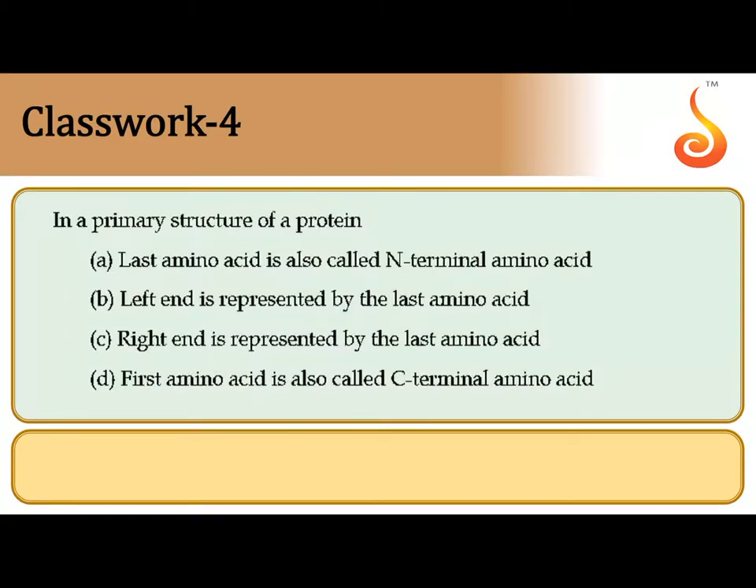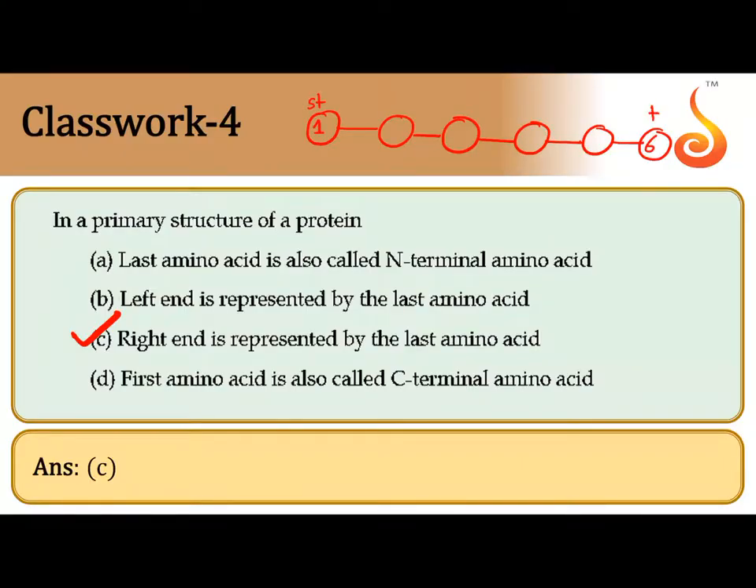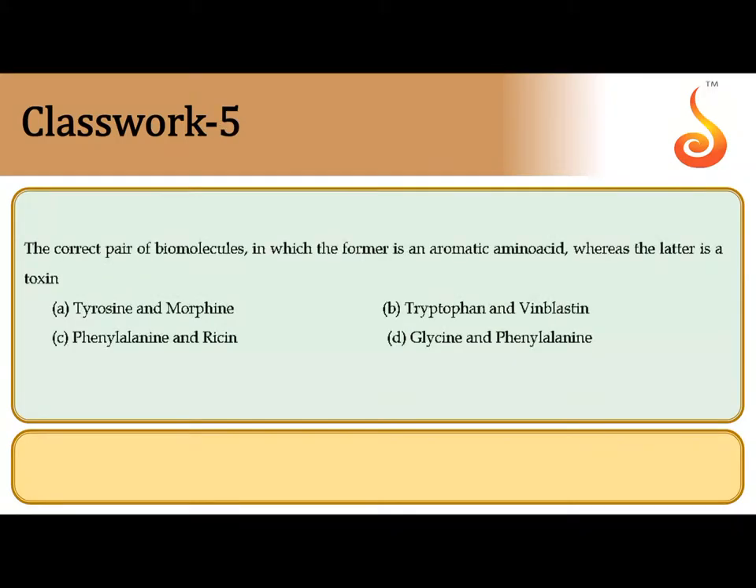In the primary structure of a protein, the left end is represented by the first amino acid, and the right end is represented by the last amino acid. So it is the third option. Now here, all of you remember, I had shown you the beaded chain. Each bead is nothing but an amino acid. So imagine there are 1, 2, 3, 4, 5, 6 amino acids. This is the first amino acid and this is the sixth amino acid. The first amino acid is on the left end, the last amino acid is on the right end. So the right end is represented by the last amino acid in the polypeptide chain.